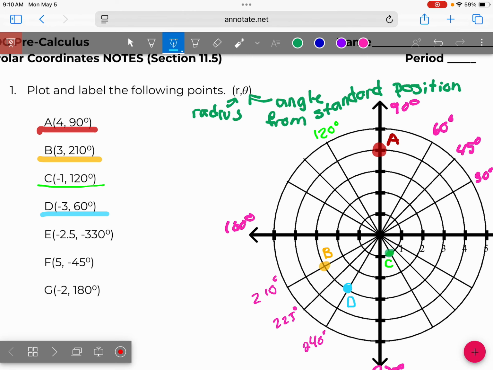Let's see if we can figure out these last three. Let's take a look at those, see what we can figure out on those last three. Try and do those. -330. So remember what it means for our negative angles.